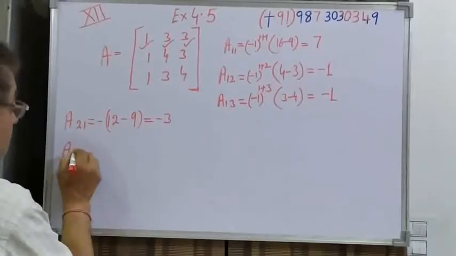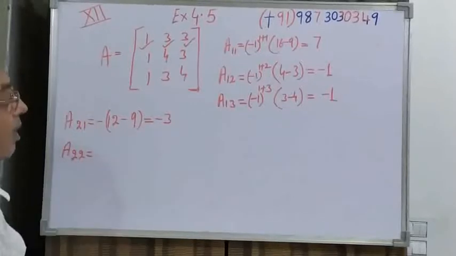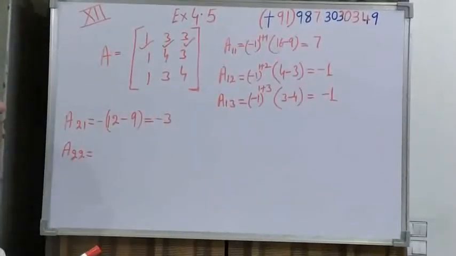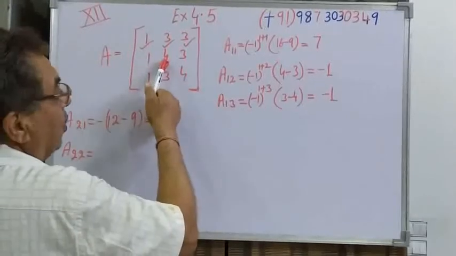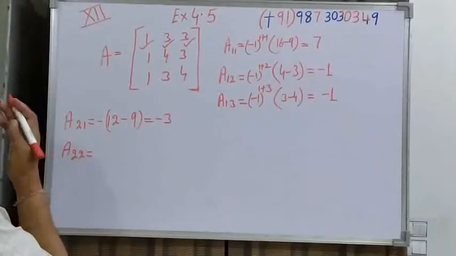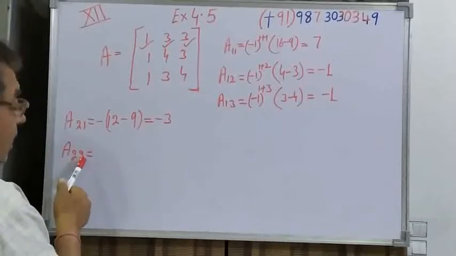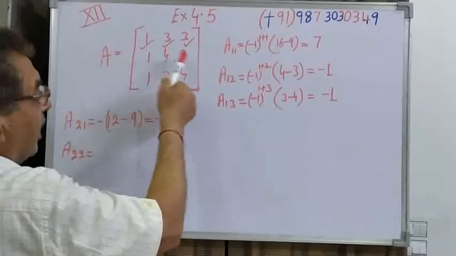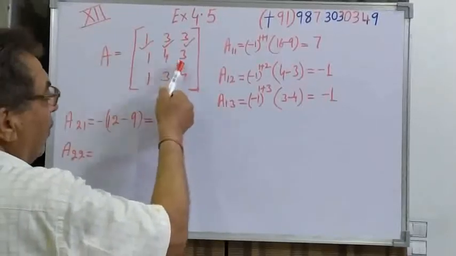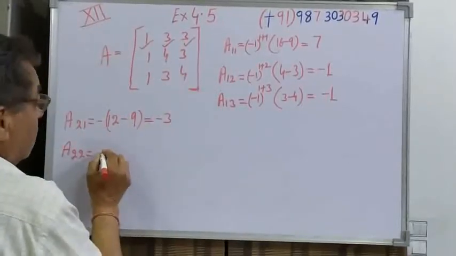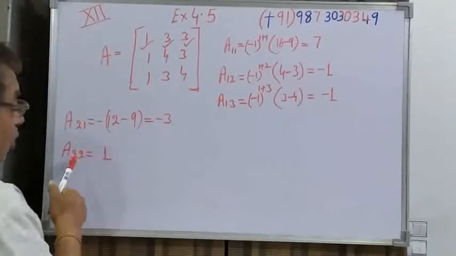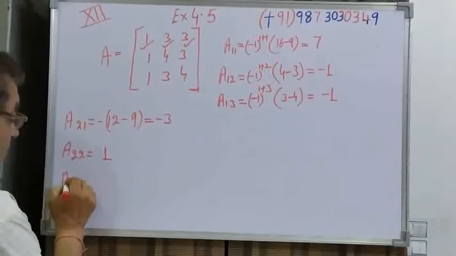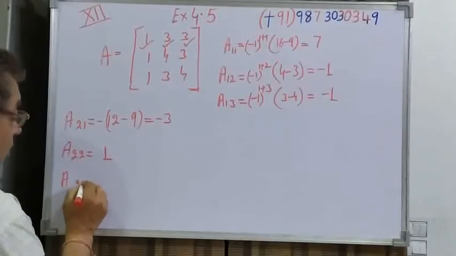Go for the next one, A22. Second row, second column, this 4 1. And that's what I am saying, cofactor of A22. That is an element on the diagonal, because i and j are equal. So hide the second column, second row, we get 1 4s are 4 minus 3. 4 minus 3 is 1. 2 plus 2, even power. That is 1. The next is A23.